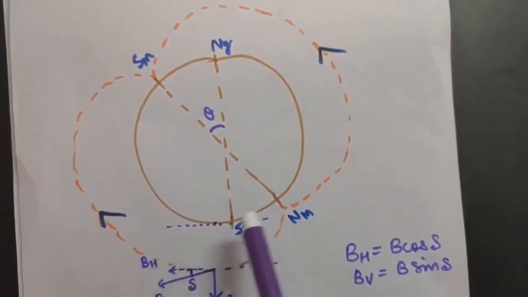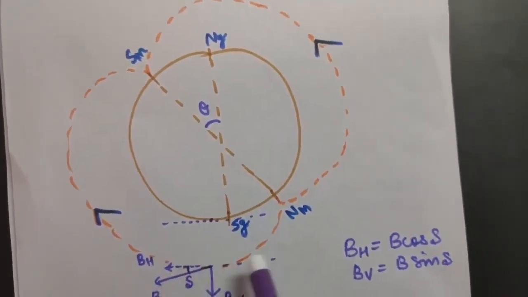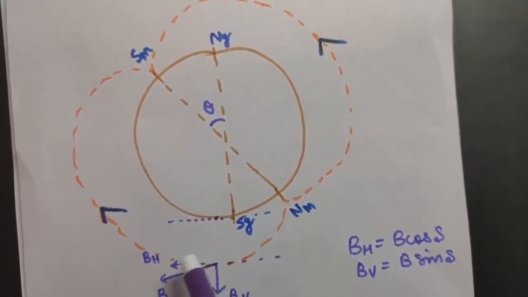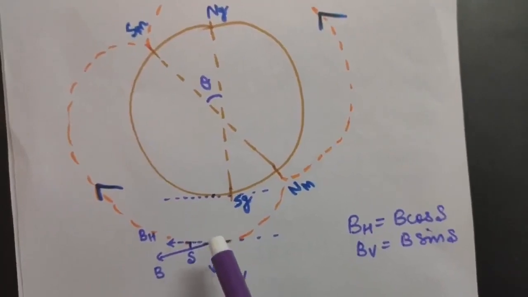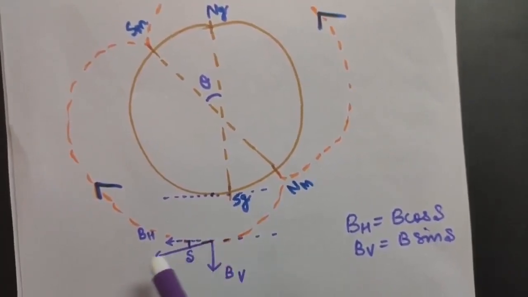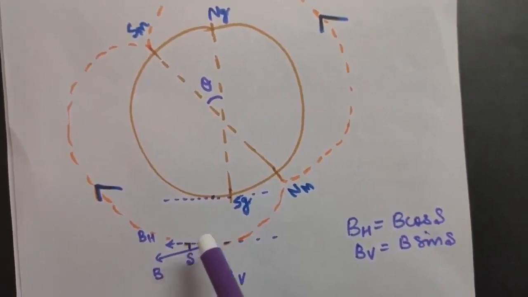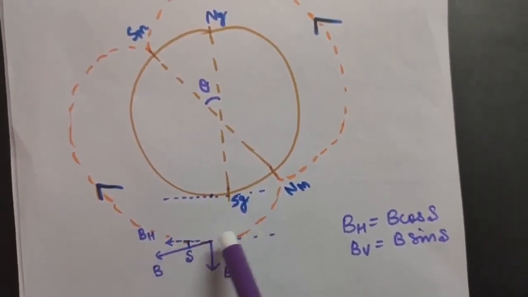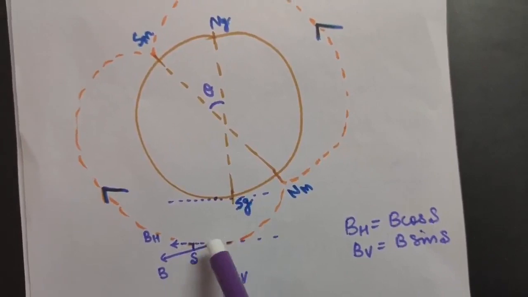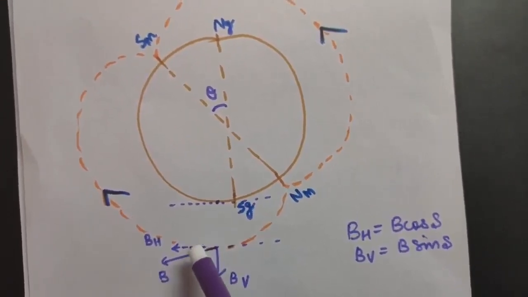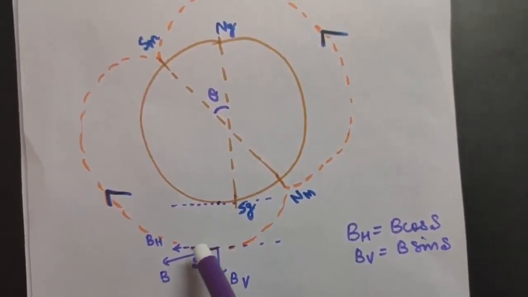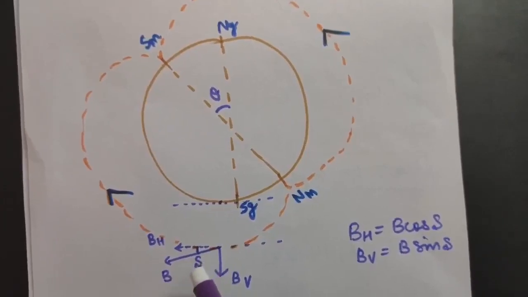If I draw this line here, this line is parallel to Earth's surface, and this is a tangent on the magnetic field line. This is our magnetic field line at this particular point. So we now have two things: a line parallel to Earth's surface and a magnetic field line. The angle between them is called magnetic dip. That is, this angle is del.